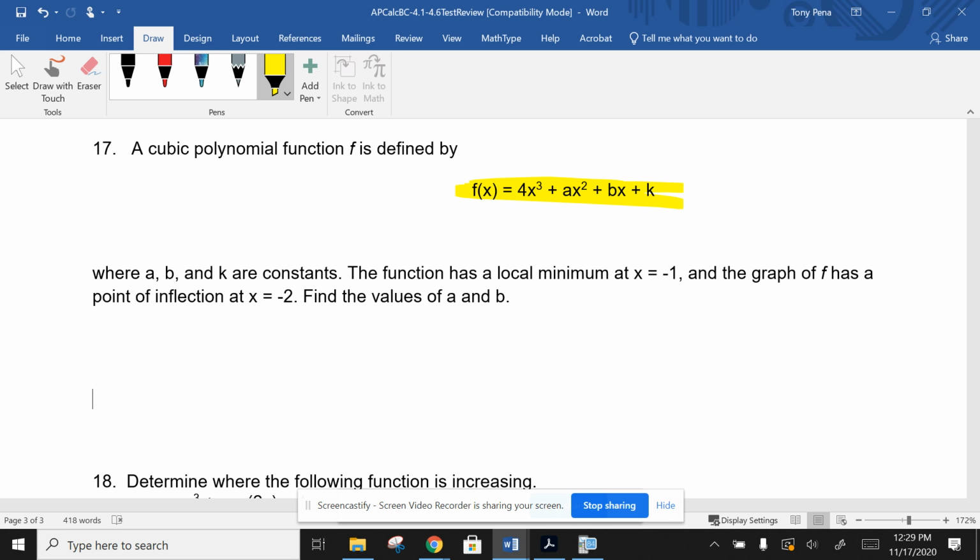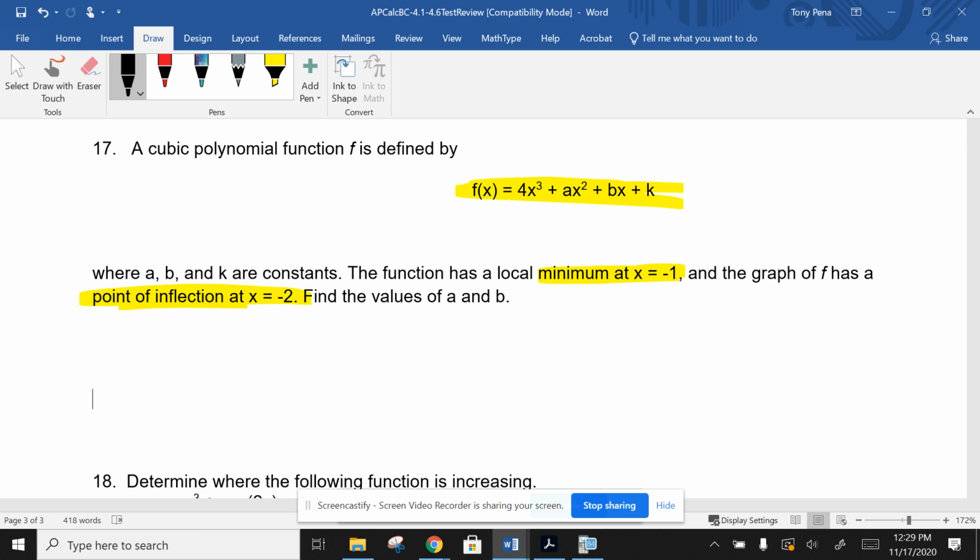We don't know what A is. We don't know what B is. We don't know what K is. And they're not asking you to find the minimum. They're giving you the minimum. And they're not asking you to find a point of inflection. They gave you the point of inflection. So they're actually giving the answers, and using the answers, we have to work backwards to find the function.